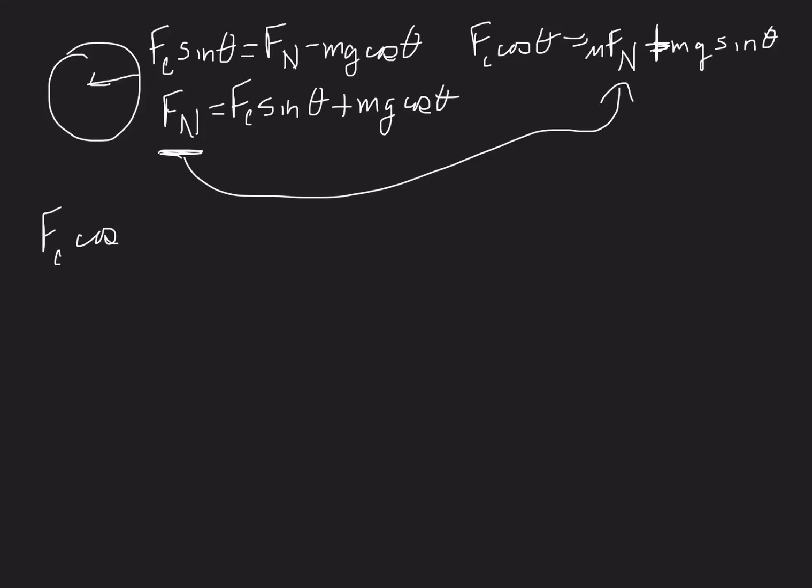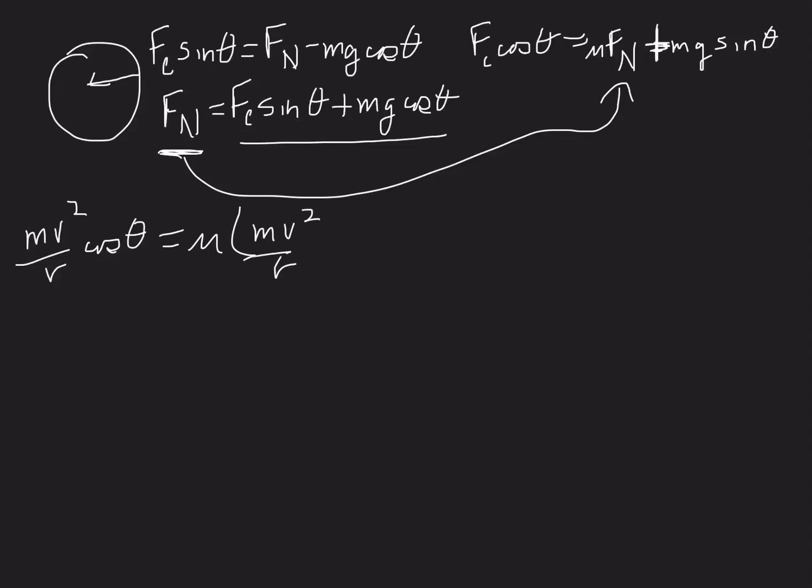You know what I'm going to do? I'm going to do some things quickly. So Fc is mv squared over r, right? So I'm going to actually put that in right now. So I'm going to do mv squared over r cosine theta equals mu times Fn. What is Fn? Fn is this right here. So that would be mv squared over r sine of theta plus mg cosine theta. Okay, that's my Fn. Then plus mg sine of theta.